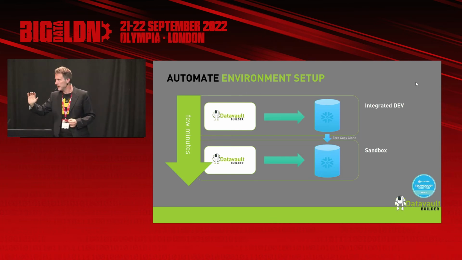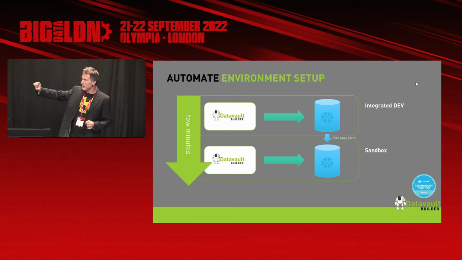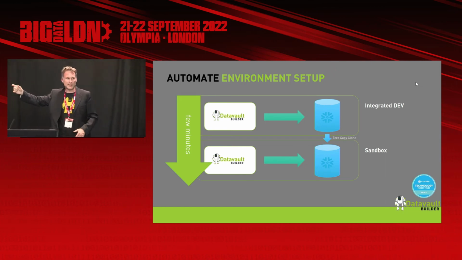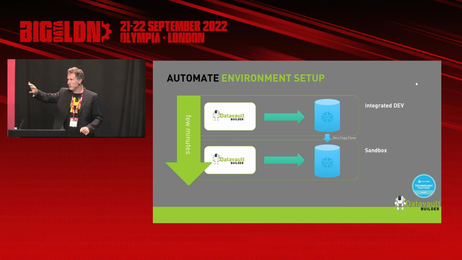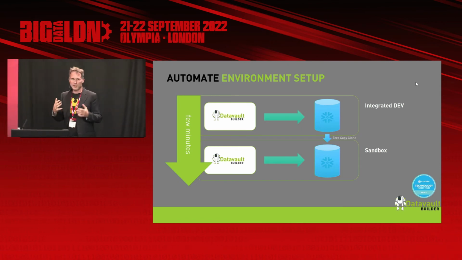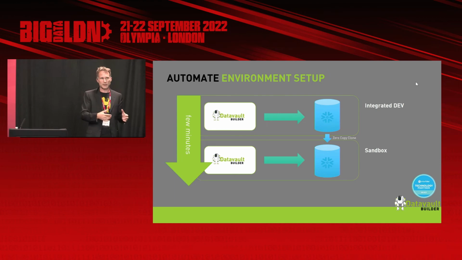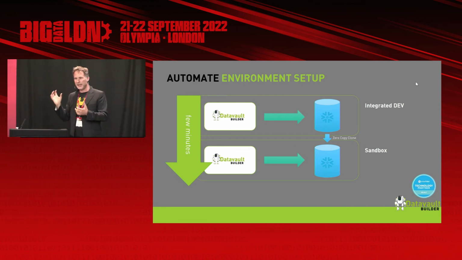Now, as we have stored the structures and the metadata in the database, this was cloned as well with the database. So we can set up a new instance of our Datavault Builder. We use Docker deployments for that, so we can really spin up new environments very, very fast. It connects again to the new cloned database, and you have a perfect copy of your integrated dev.